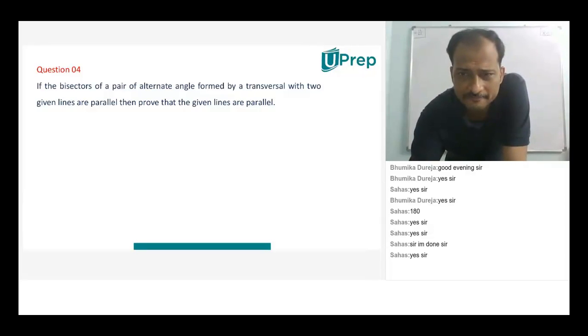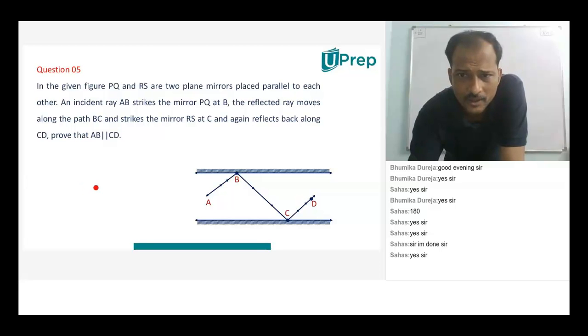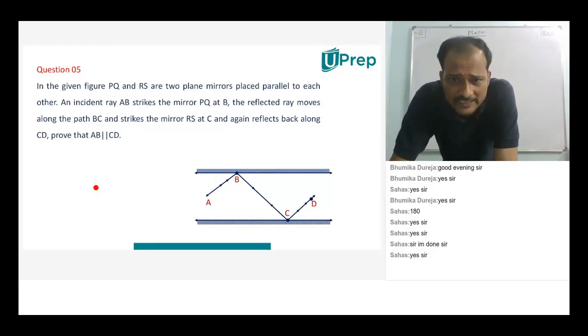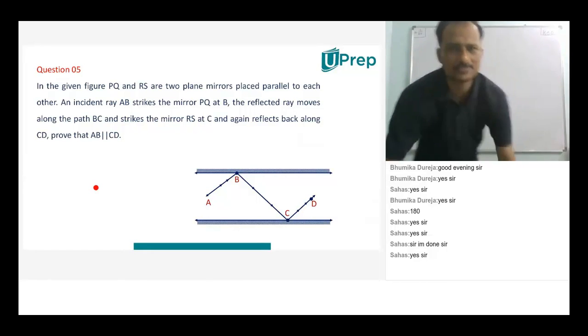Question number 5. Again, this is a wonderful question. In the given figure, PQ and RS are two plane mirrors placed parallel to each other. An incident ray AB strikes the mirror PQ at a point B. The reflected ray moves along the path BC and strikes the mirror RS at a point C and again reflects back along the direction CD. Now we have to prove that AB is parallel to CD.